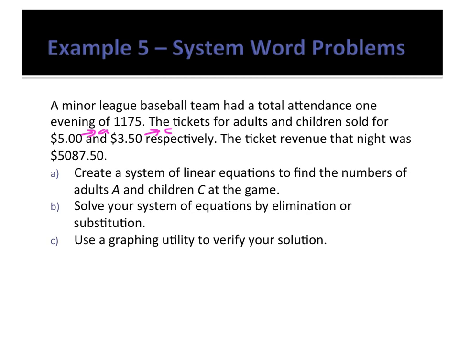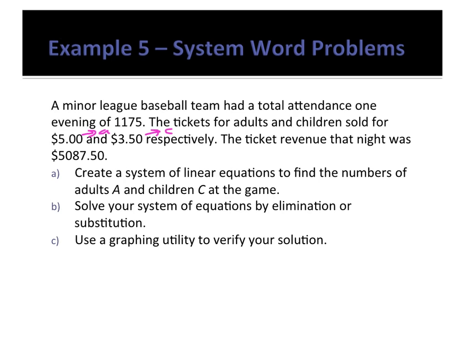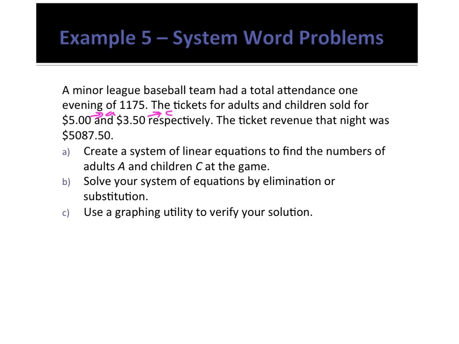Part A says, create a system of linear equations to find the number of adults and children at the game. Solve your system of equations by elimination or substitution, and then use a graphing utility to verify your solution. So let's start by creating the system. We've got two pieces of information. Well, we have two subjects. A would be the number of adult tickets, and C is the number of child tickets.